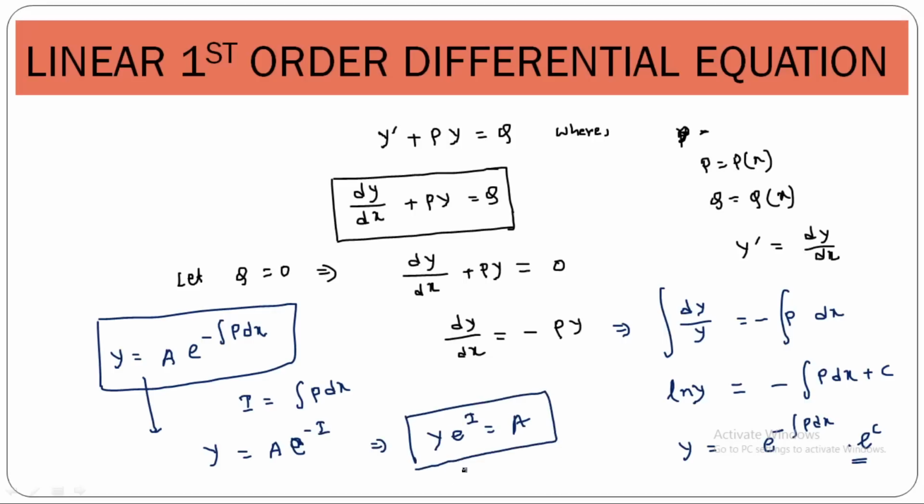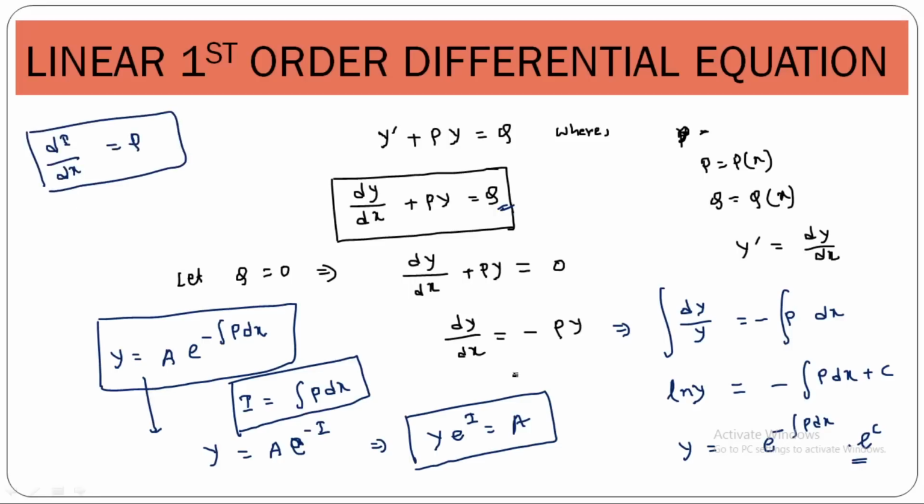Okay, so now let me solve this equation when the right hand side is not equal to 0. How can you find the solution of this differential equation when the right hand side is not equal to 0? In that case, you have to solve in this way, and before that you can get another equation from here also: if I = ∫p dx, then you will get dI/dx = p. So what we have in our hand: first, y e to the power I is equal to a, and second, dI/dx is equal to p.